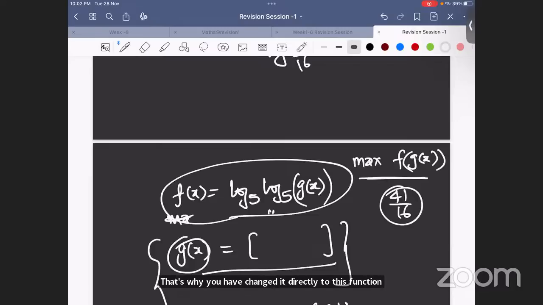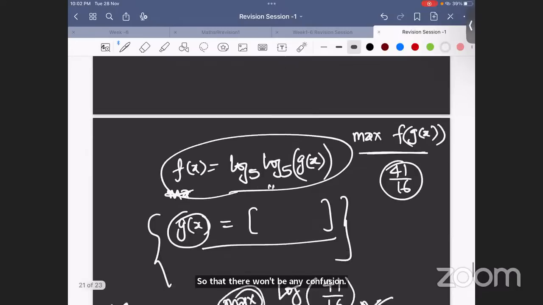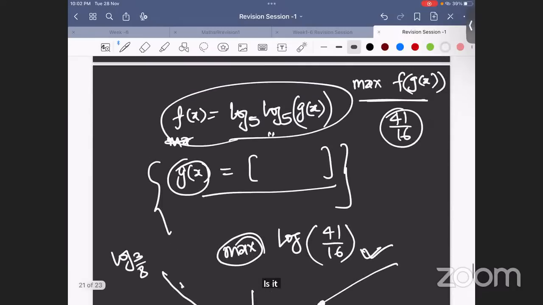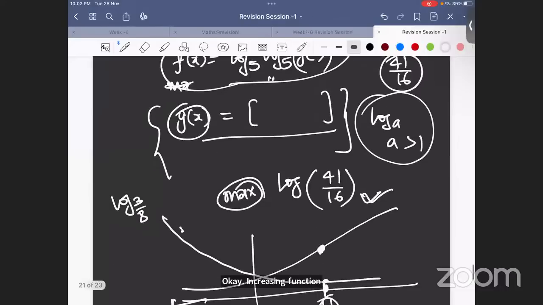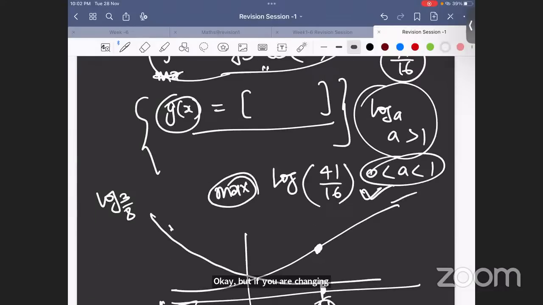Is it clear to everyone? Sir, if we change the function like log 5, sir, hello? Sir, if we change the function like log 5, log 3 by 8. If you are changing to log a where a is greater than 1, then all are increasing functions. But if your a is between 0 to 1, then it will be a different, like a decreasing function.